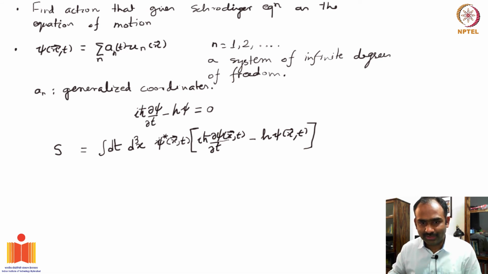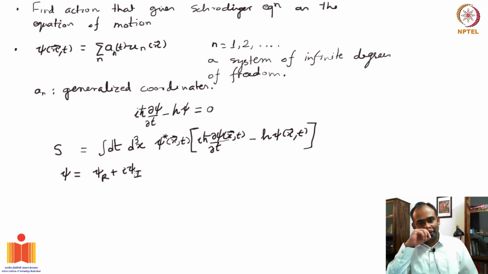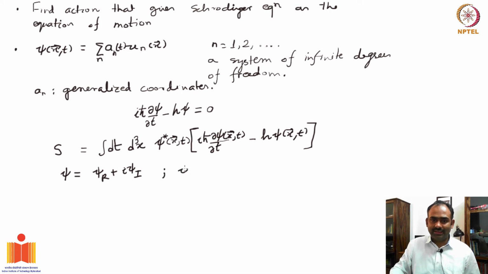When I take a variation with respect to psi and psi star, I will get this as the equation of motion. Your psi is a complex field, so it has a real part and an imaginary part. At each point you have two numbers, psi R and psi I, and they are independent of each other. So you can use them as independent fields and do a variation, or you can instead work with psi and psi star. It's identical, because you can always write psi R and psi I using psi and psi star. Both are equivalent, so we'll work with psi and psi star.